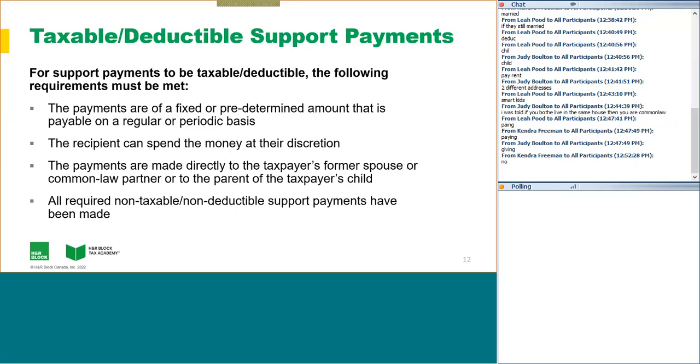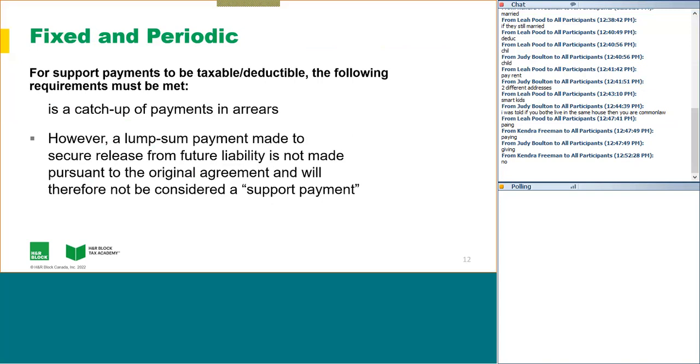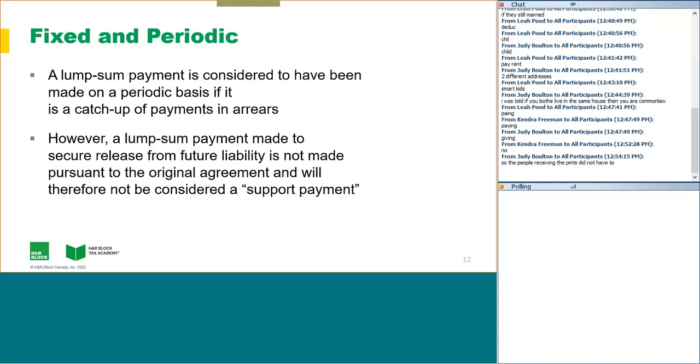Recipient can spend the money at their discretion. We'll talk about that. The payments have to be made directly to the taxpayer's former spouse or common law partner or parent of the child, with one exception, but we'll talk about that. And then they have to do the non-deductible, non-taxable portion first, and then everything else will be second. We'll talk about that as well. Okay? So starting off, has to be in writing, has to be fixed or periodic. Fixed or periodic means not a lump sum.